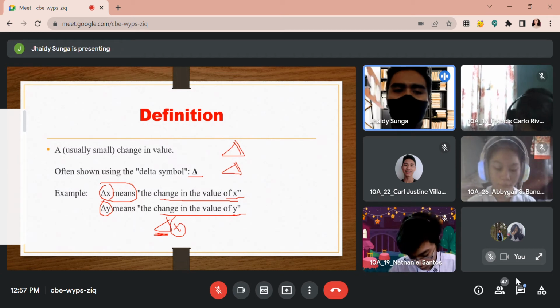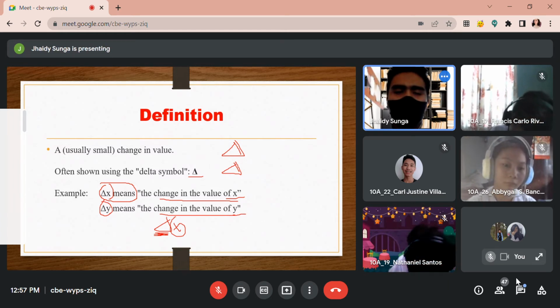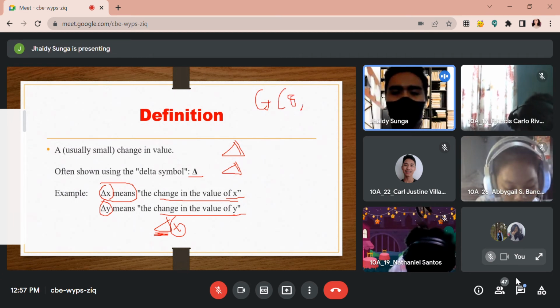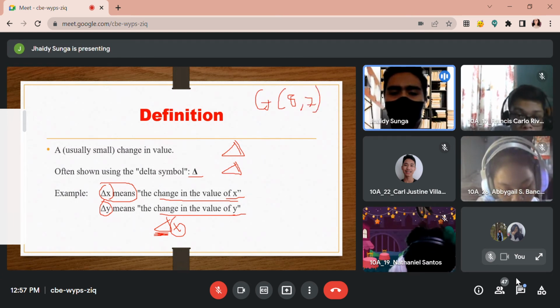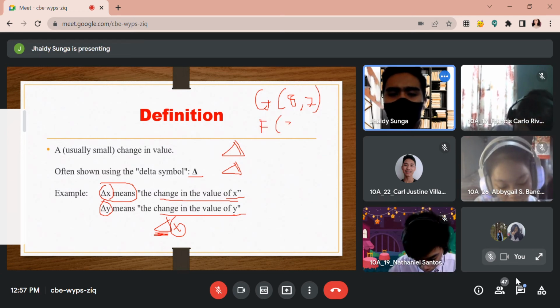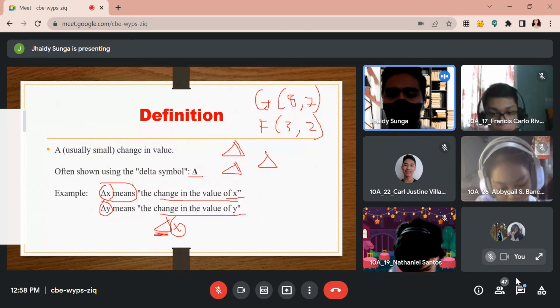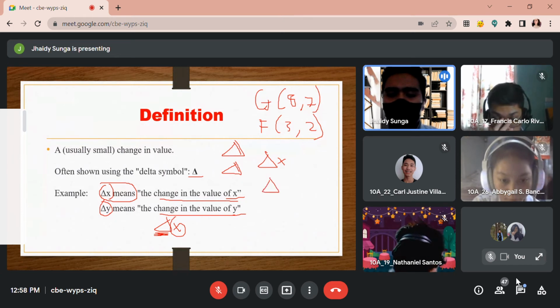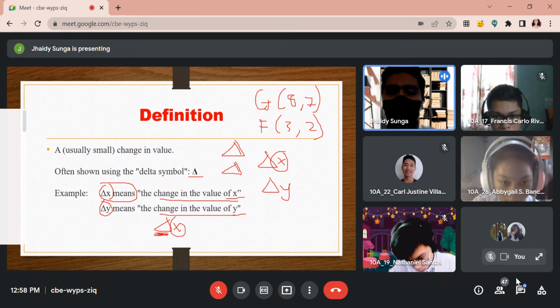All right. So sometimes the points would be, for example, point G is 8 and 7, right? And for example, F is equal to 3 and 2. What are we going to have there? For example, delta x and delta y. So we tend to find the delta x. How are we going to find delta x, or the changes in value?